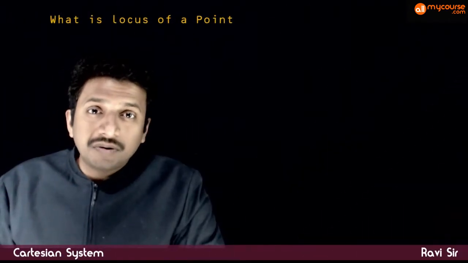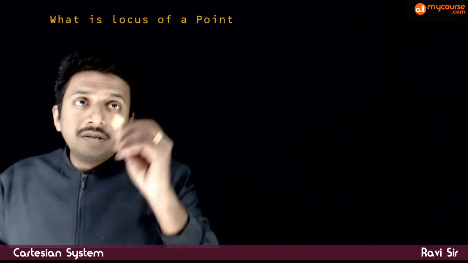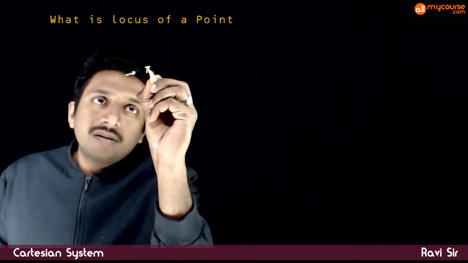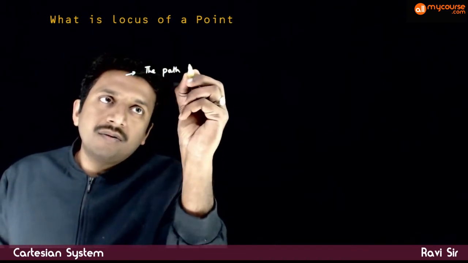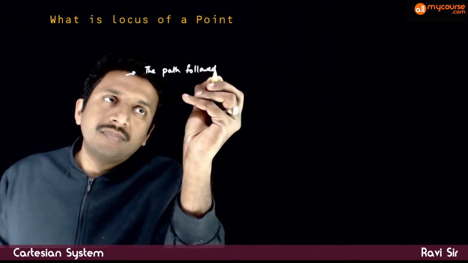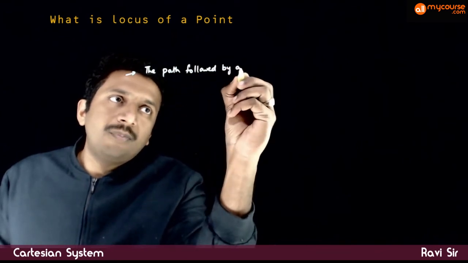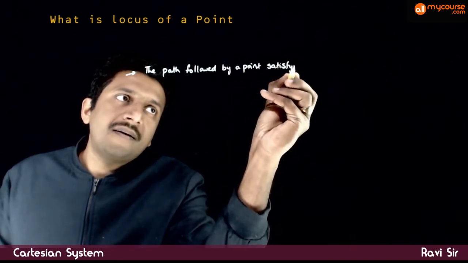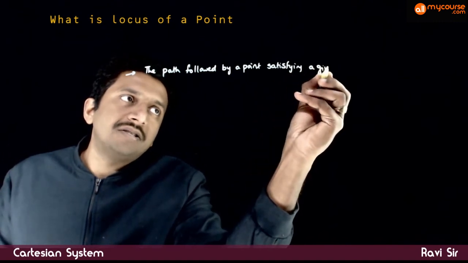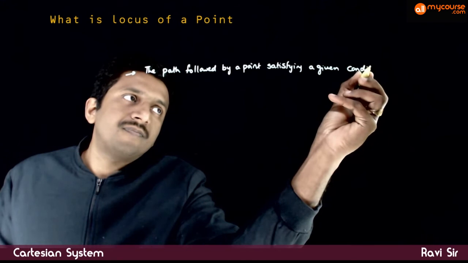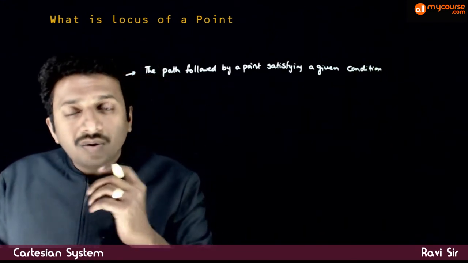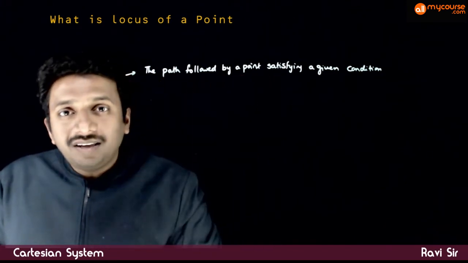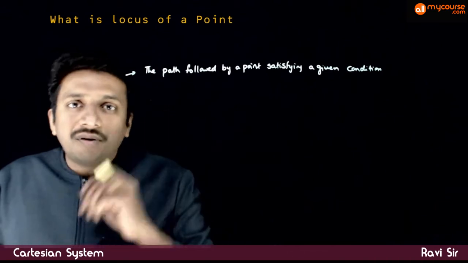In this video, let us look at the topic of locus. So first, what is a locus? The path followed by a point satisfying a given condition is called the locus of a point. The path followed by a point satisfying a given condition is called locus of the point.